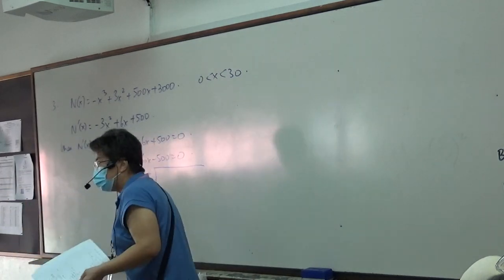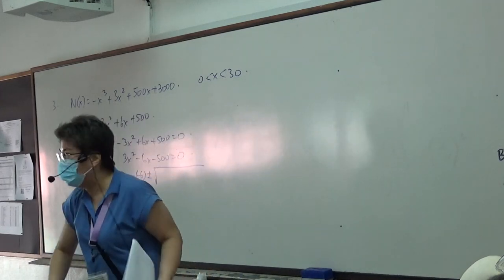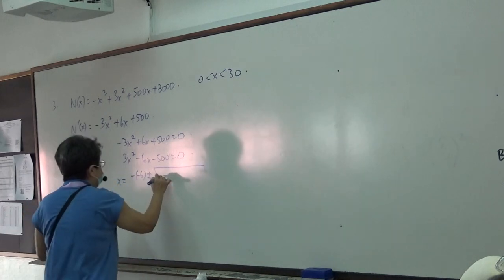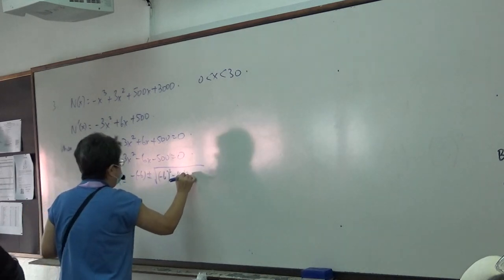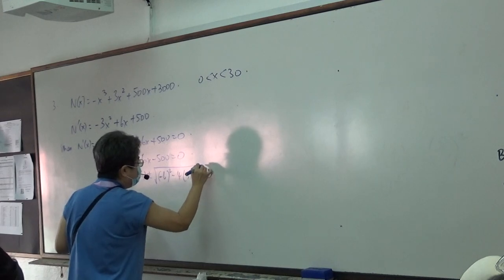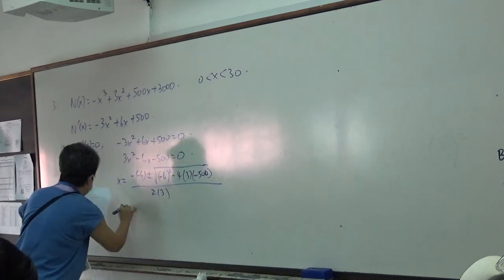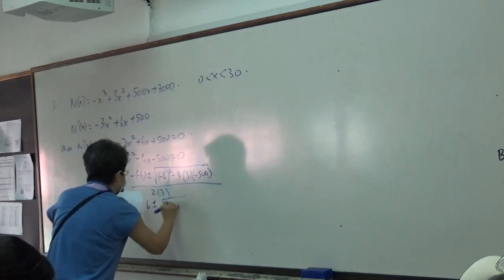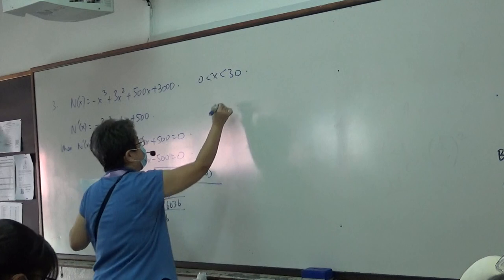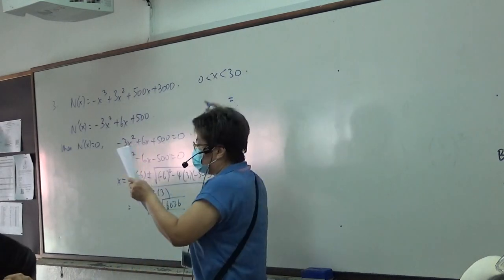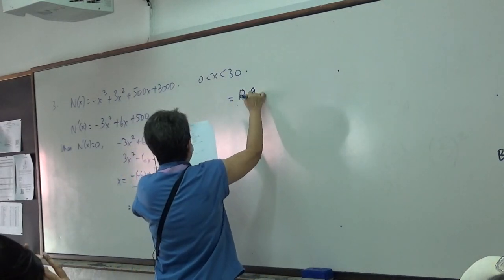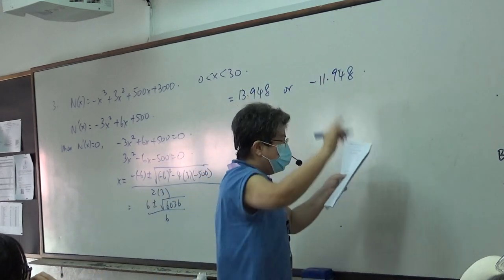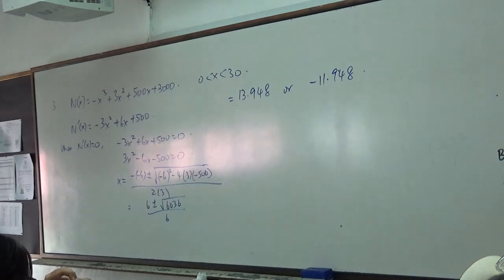That's why I said I got to show this, because some people cannot write, oh, die already, don't know how to. You got to use formula, right? Minus b plus minus square root of b squared take away 4ac over 2a. So this is 6 plus minus square root 6036 over 6. The two values are 13.948 or negative 11.948.